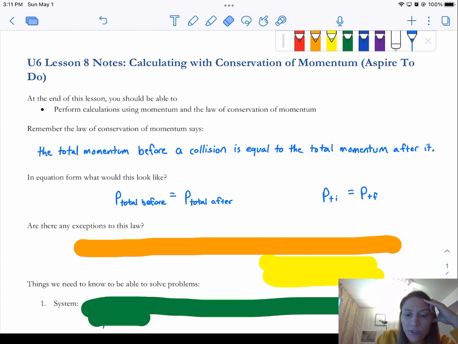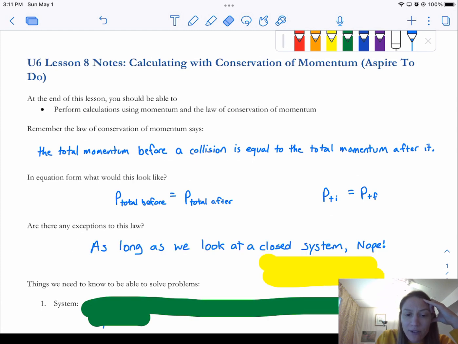Are there any exceptions to this law? No, not really, but we have to make sure that we have a closed system. As long as we're looking at a closed system, there are no exceptions. So we have to make sure for our closed system that all the interacting objects are part of our system, and then no, there are no exceptions to this rule.